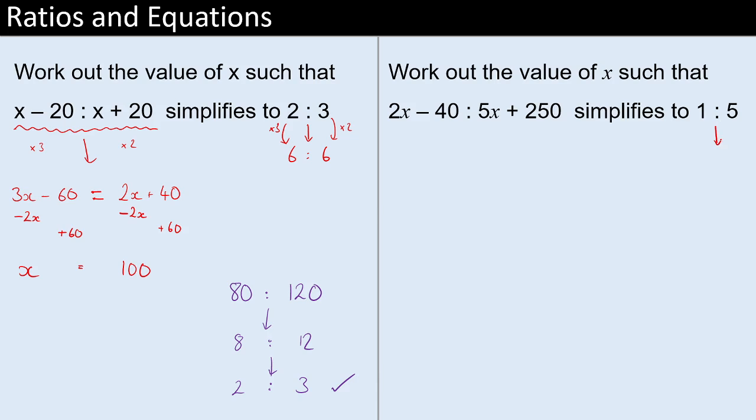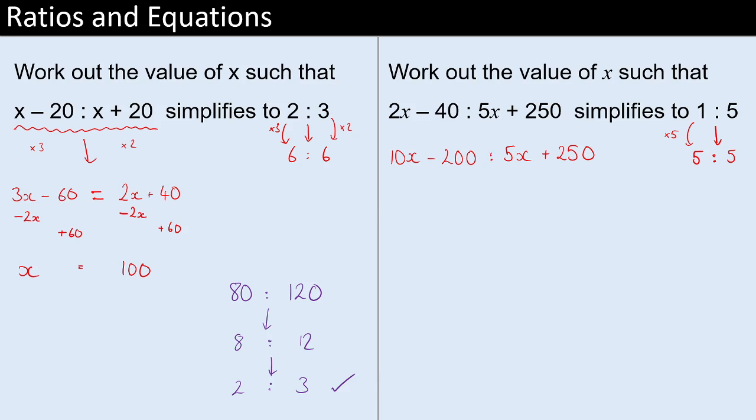I want to make it so that they're the same. And I want to make it so that they're in a ratio of 5 to 5. Which means that all I need to do with this one is times the left-hand side by 5. Then they will be equal. So, 5 lots of 2x is 10x. 5 lots of 40 is 200. And then this right-hand side actually stays the same because we didn't do anything with it.